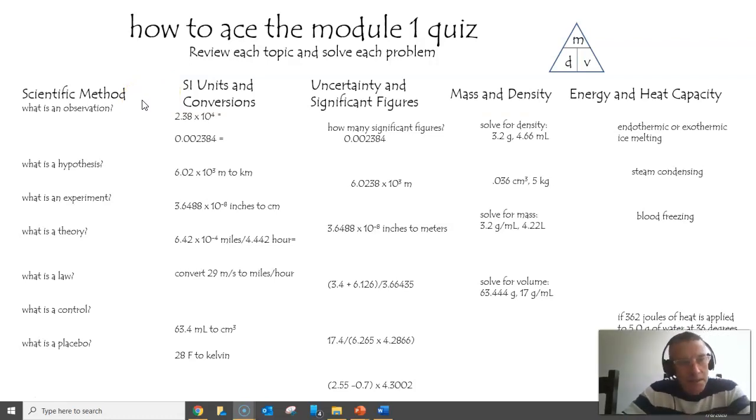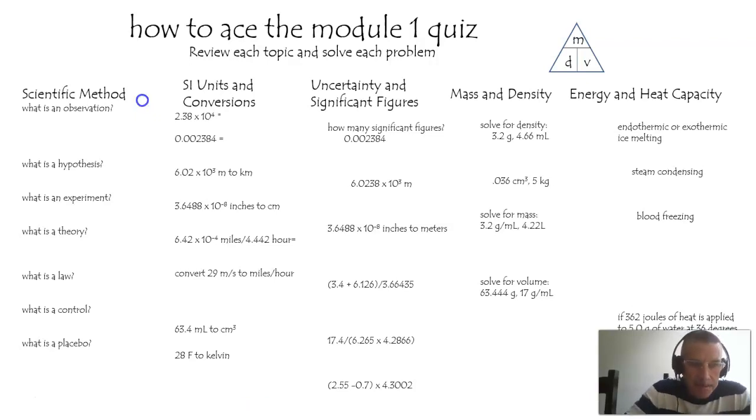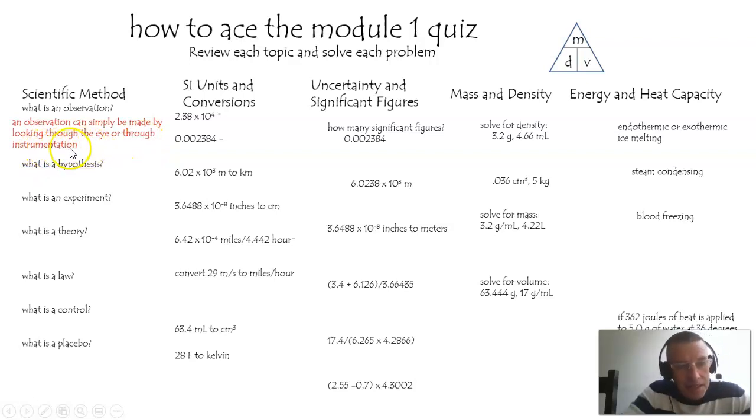What's an observation? Well, it's something you see. An observation can simply be made by looking through the eye or through instrumentation. I think that's a good point because with the instrumentation, you can see beyond the visible wavelengths.